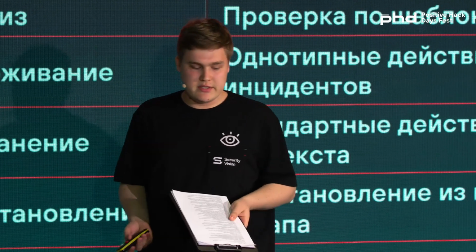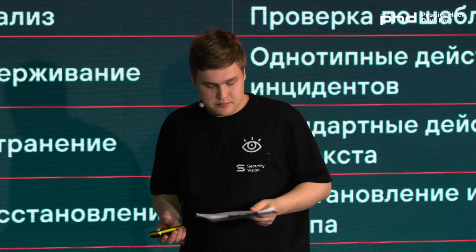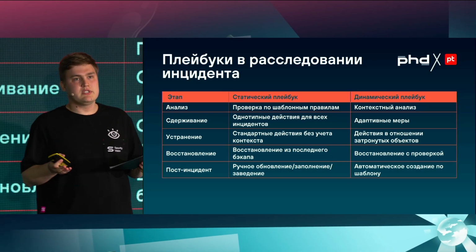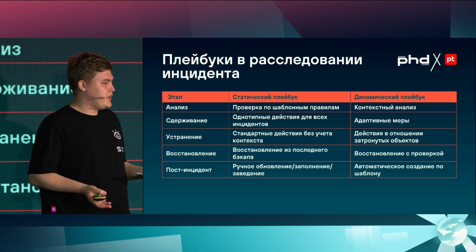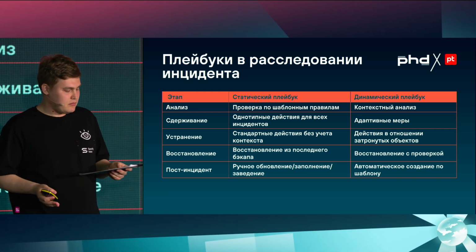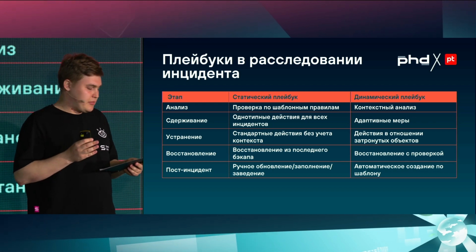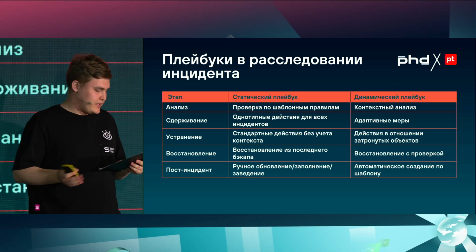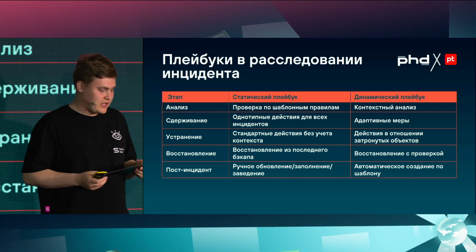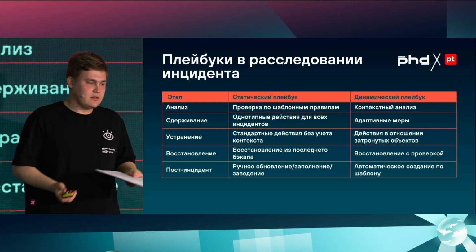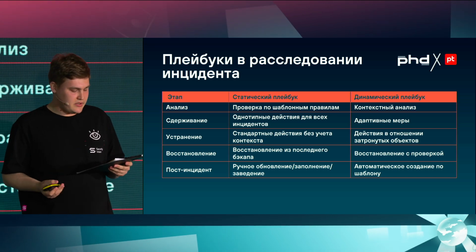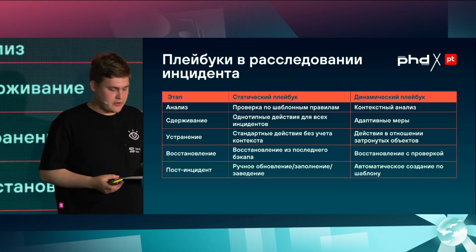Now, what do playbooks do at different stages of incident investigation? Let's begin with analysis. Static playbooks are going to look only for malware files. They work guided by the same rules and, for example, will be able to find hashes, while a dynamic playbook is going to analyze process behavior, will see anomalous activities, and will find connections between different events.